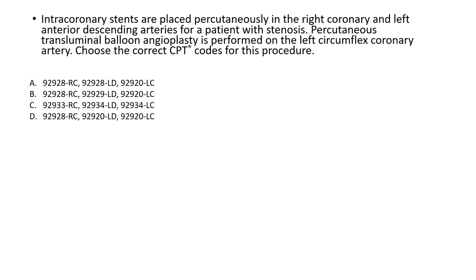92934 LD, 92934 LC, and D, 92928 RC, 92920 LD, 92920 LC. The scenario is intracoronary stents are placed percutaneously in the right coronary and left anterior descending arteries for a patient with stenosis. Percutaneous transluminal balloon angioplasty is performed on the left circumflex coronary artery. Choose the correct CPT codes for this procedure. Coders, you have 2 minutes.